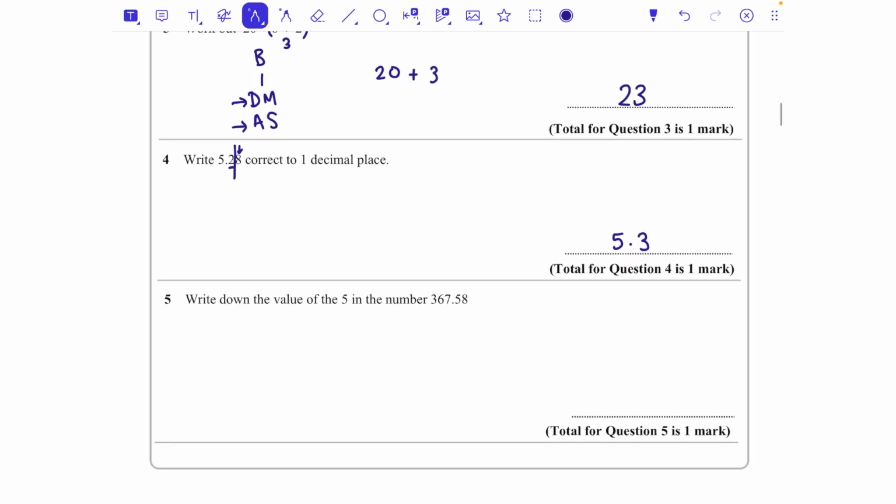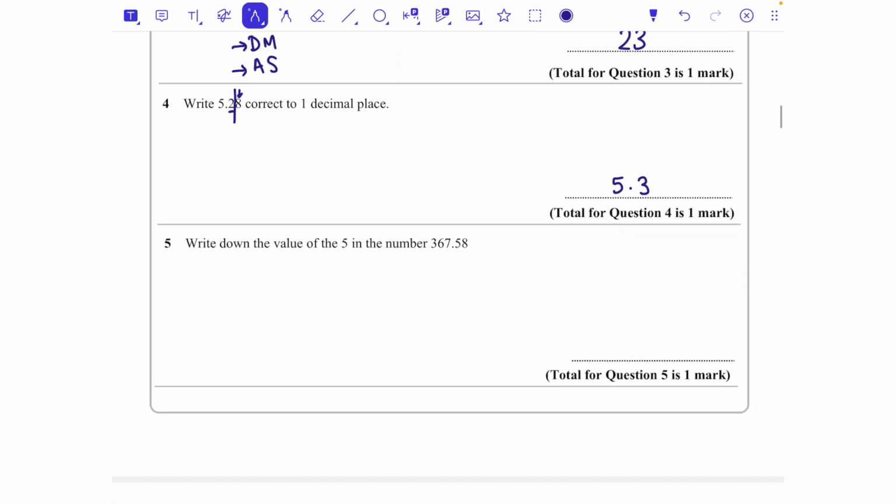Question number 5, write down the value of the 5 in the number 367.58. Now the 5 is in the tenths column. So you could say 5/10, like that. It has to be 5/10, not 5 tenths, because that's a different column, the tens column. Or you can say 0.5. That is the value of it. You can't just write tenths, because yes, it is the tenths column, but it's worth 5/10.